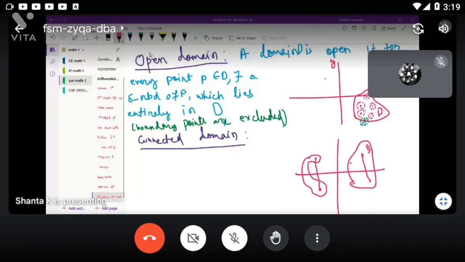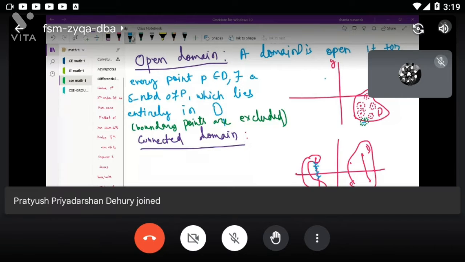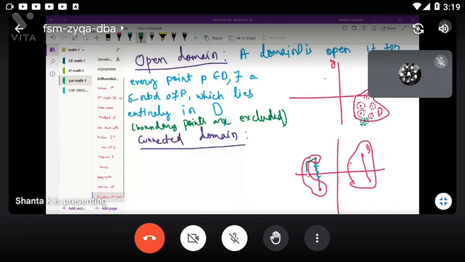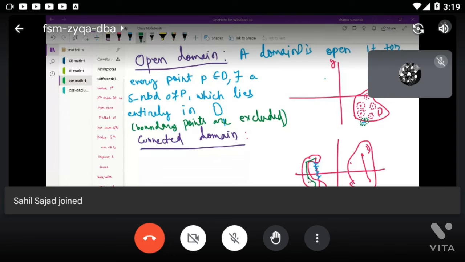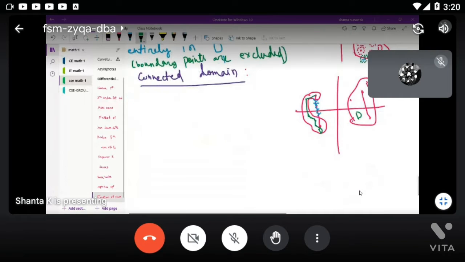Now you see there are points which are not inside the domain. These points, okay, this is not inside, right? So here you can get a path from this one, like this. So the path should consist of a finite number of straight lines, and this path should lie entirely in the domain D. Then it will be a connected domain.